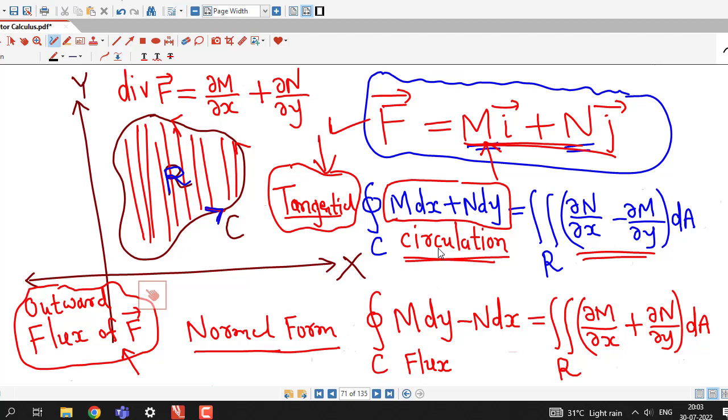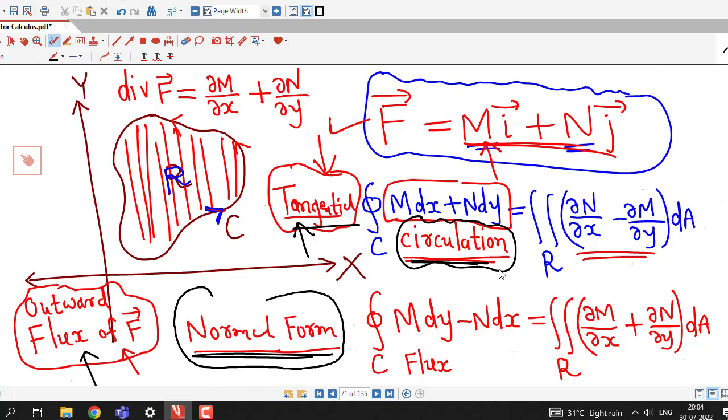So we will remember both of these forms of Green's theorem. First one is circulation or tangential form of Green's theorem. Second one is normal form of Green's theorem. We will use this tangential form of Green's theorem whenever in the question they ask us to find out the circulation of a vector field f bar, and if they ask to find out the outward flux of a vector field f bar, we will use normal form of the Green's theorem.